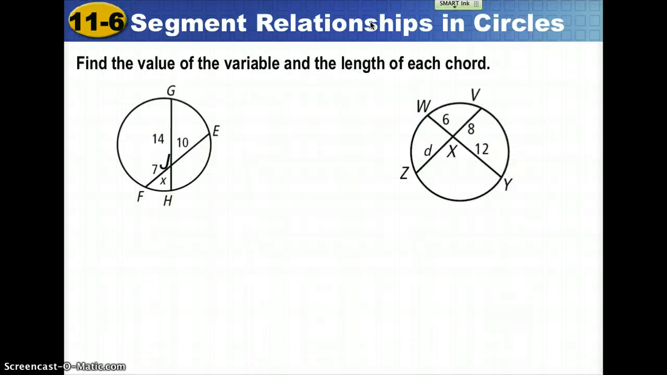Here's the first one. Find the value of the variable and the length of each chord. Okay? We have two chords here. We'll call them the red chord, GH, and the blue chord, FE. And we have to look at one part of the chord times the other part of the chord equals one part of the chord times the other part of the chord. So if we look at our red chord, GH, GH is broken up into GJ times JH. That is supposed to be, and will always be, equal to the two parts of the blue chord multiplied. Oh, I don't have my colors. Those are FJ and JE.